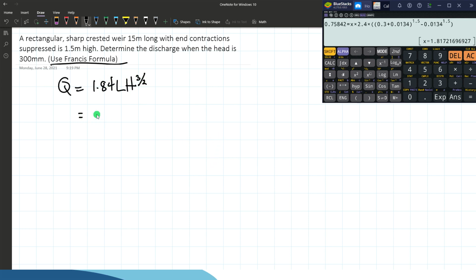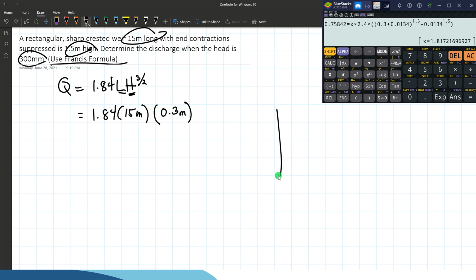So substitute now the given 1.84. Our L is the length, which is 15 meters. And how about the H? The H should be the head. Is it 1.5 meters or 300 mm? So the head for this solution should be 300 mm or 0.3 meters because of our suppressed weir.